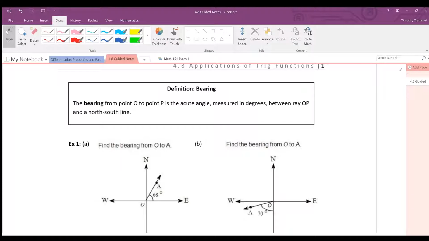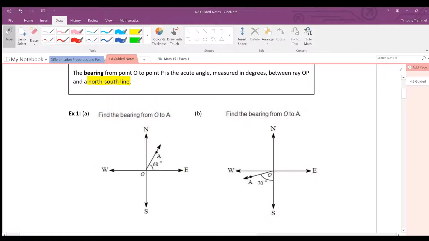Let's just read the definition and then we'll see how it applies in these two examples here. It says the bearing from point O to point P is the acute angle, so we'll always be giving an acute angle, measured in degrees between the ray OP and the north-south line. That is the part that confuses people the most, as they forget about this north-south line part.